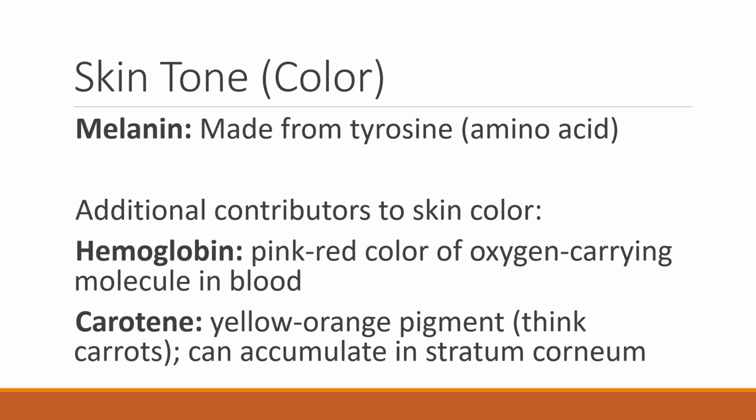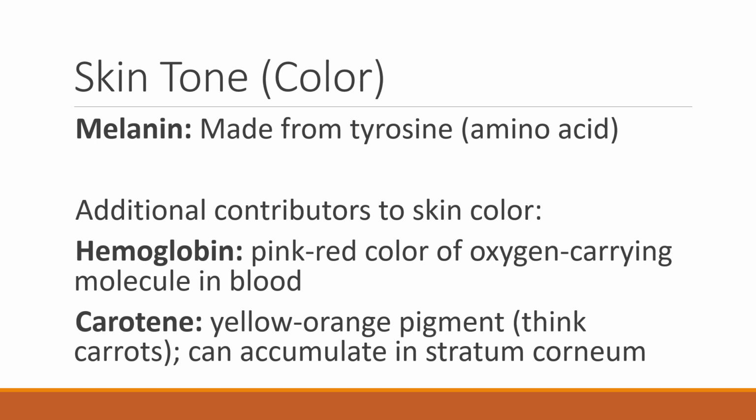So enough of those functions. Let's talk a little bit more about skin tone or skin color. We mentioned before this substance called melanin. Melanin is a substance that's made from tyrosine. Remember, tyrosine is one of those amino acids we talked about. It has some modifications to it as well until you get this substance called melanin.